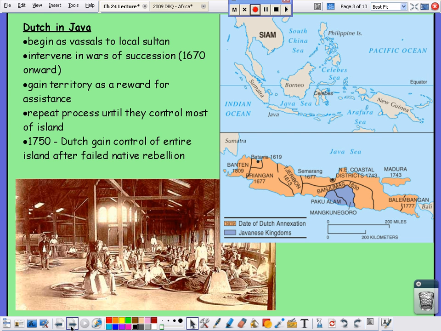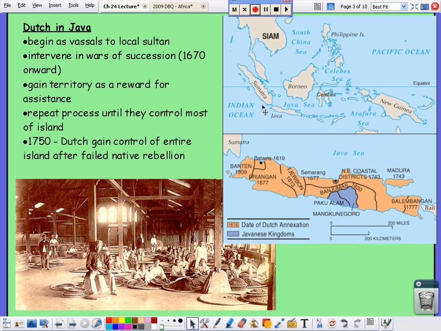Are the Netherlands a big country? No. So they don't necessarily have the manpower and the firepower to go to someplace like India and take it over. So they're going to Java, which is down here in Southeast Asia. Here's the island of Java. This is going to be Vietnam. So just to give you a frame of reference, this is a blown up picture of the island of Java. Same picture that's in your textbook.